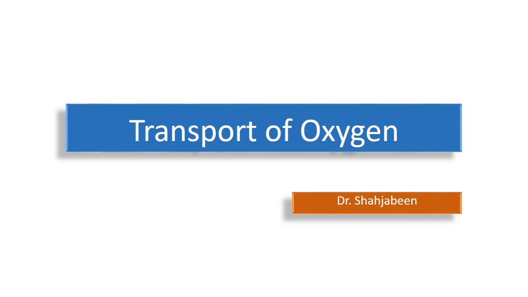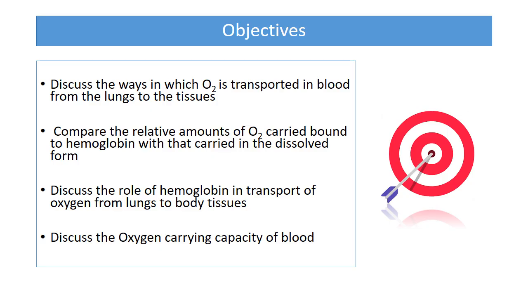Shahjabeen and today's lecture is about transport of oxygen from the lungs to the tissues. These are the objectives of our lecture. We will discuss the ways in which oxygen is transported in the blood from the lungs to the tissues, and we will compare their amount in percentages, and we will discuss the role of hemoglobin in transport of oxygen along with the oxygen carrying capacity of blood.